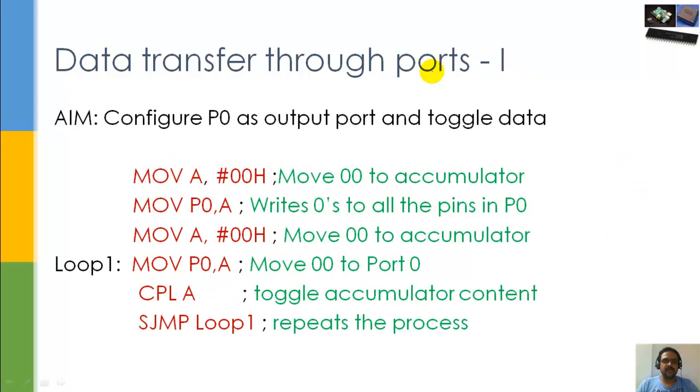Similarly, if you want to configure a port as output port, simple, I already told you, 0. Move 0 to the accumulator, then from accumulator move it to the port. As simple as that. This particular routine is nothing but a simple program which toggles a particular port quite often. Okay, understood?